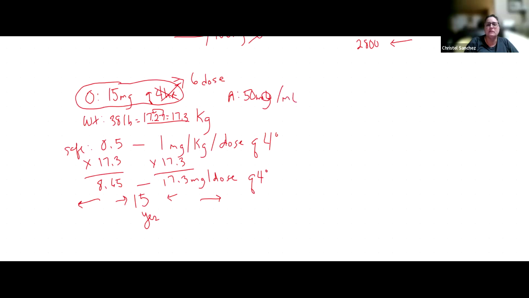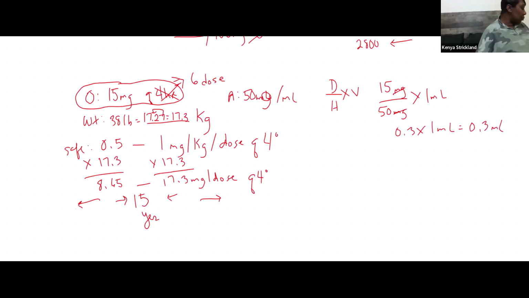Okay, so dose over have times volume. My dose is 15. My available is 50. And my volume is 1 milliliter. These are going to cancel. Then we have 15 divided by 50, which is 0.3, times 1 milliliter equals 0.3 milliliters. Does that make sense?